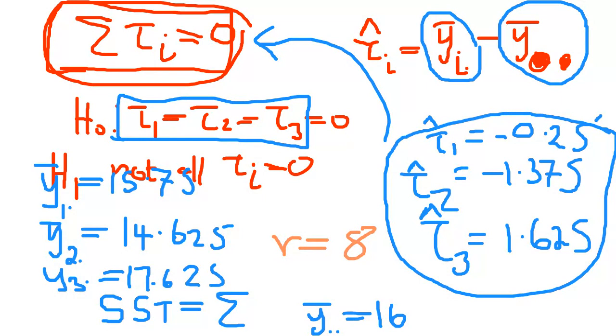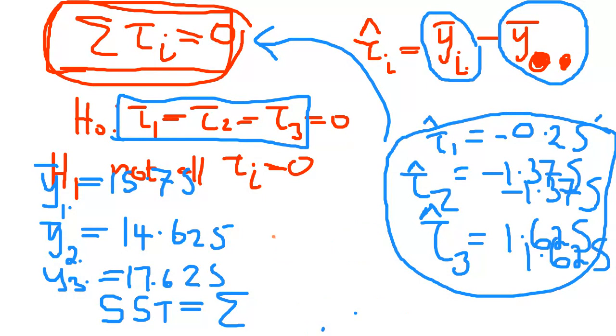You're allowed to write the formula for SST as summation Ri multiplied by tau i hat squared. So that is another formula that you can use, guys, to find the SST. Let's test it.